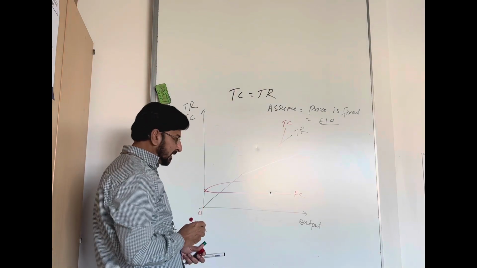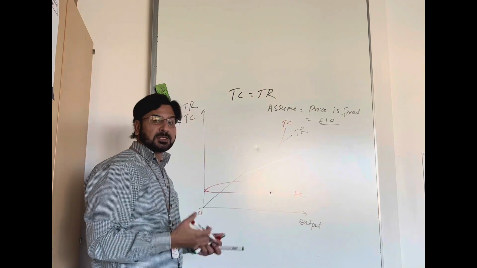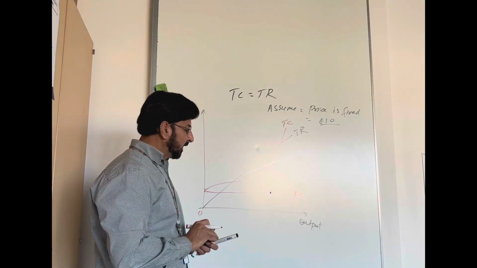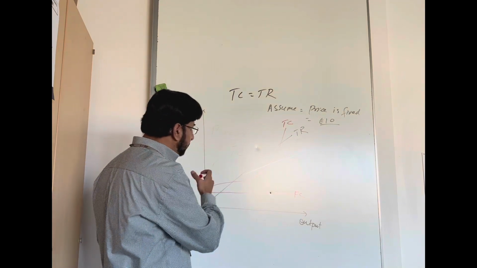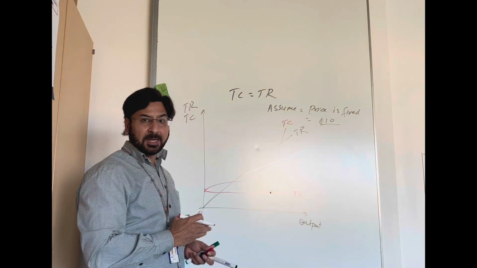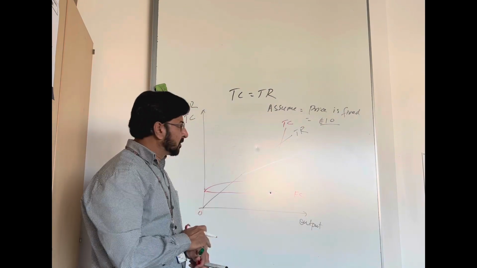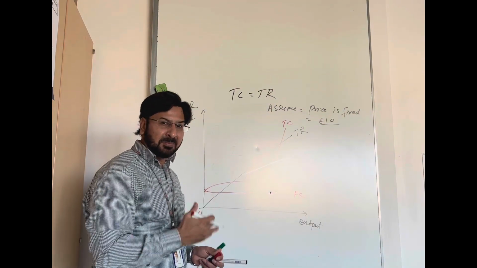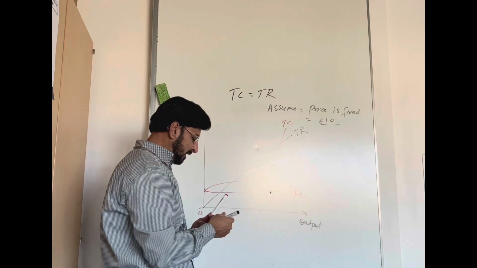Now, if you want, you can get rid of fixed cost because we do not need fixed cost in our break-even analysis. Likewise, we don't need total variable cost, and that's why I did not draw it. Otherwise, it makes your graph a little bit complex. To make it simple, just TR and TC is enough.